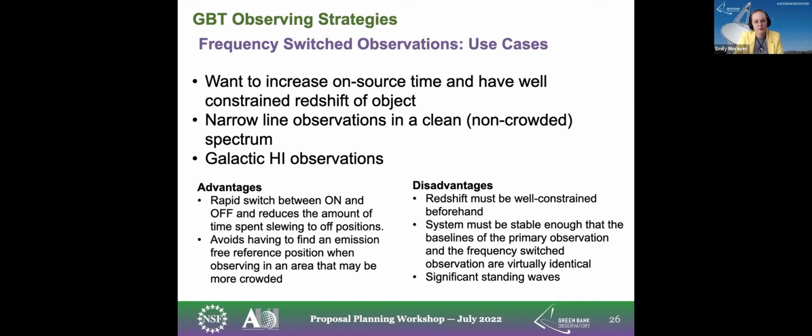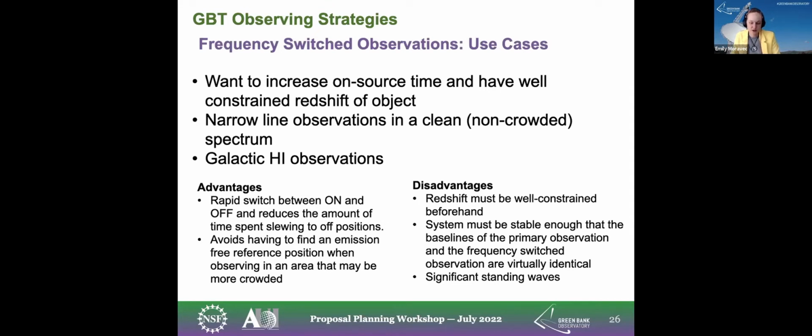So that helps. If you have narrow line observations in a clean, non-crowded area, this is a good time to use that. A good time to use this is these galactic H1 observations, where there's a lot of galactic H1 everywhere. So there, it's hard to find a place to actually move the telescope to derive reference data. There are advantages and disadvantages. Your advantages, as I said, you don't have to spend time slewing the telescope and you don't have to find an area free of emission.